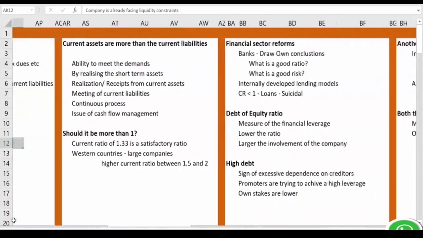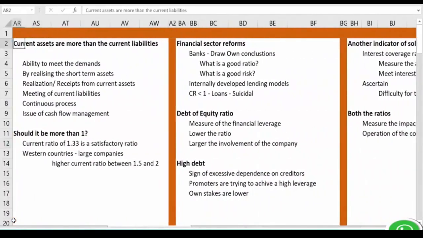Okay, now let's see this. When current assets are more than current liability, we can conclude that the company has the ability to meet the demands. They can realize their short-term assets, that is the realization or receipts from current assets, and with that they can meet the current liabilities. So this is going to be a continuous process: realizing current assets, meeting current liabilities, realizing current assets, meeting current liabilities. So it is a continuous process. This is basically an issue of cash flow management, we can say.